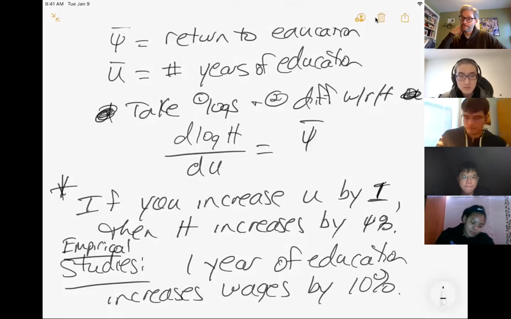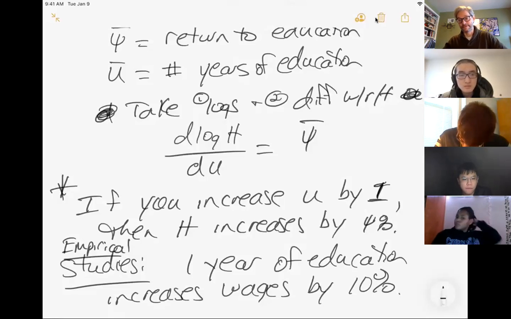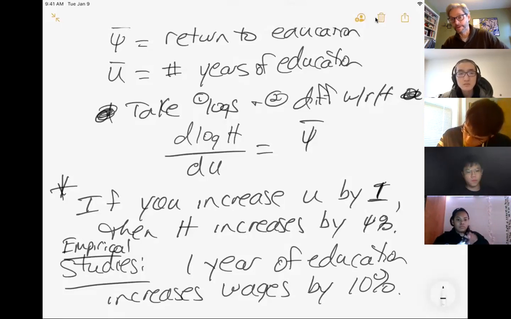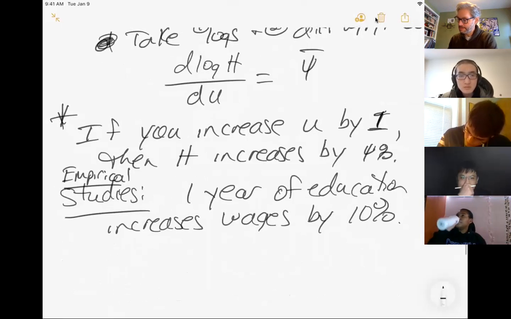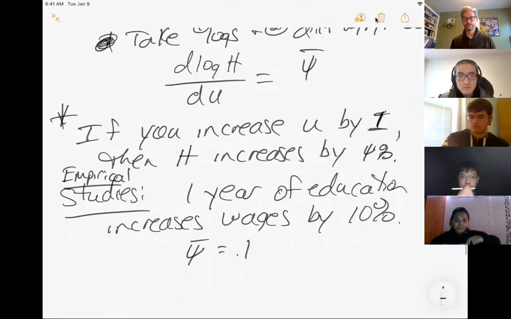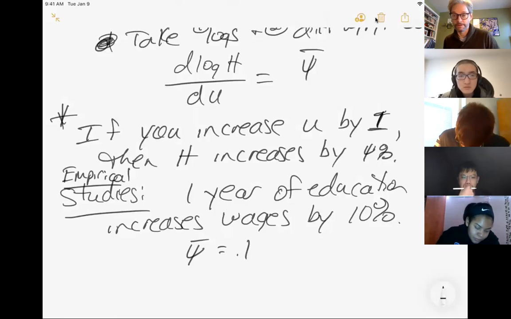Because what's the value of a 4-year education? About a 40% increase in your salary, right? That's significant. And so these studies suggest that, yes, there are very strong returns to education, at least in developed countries. And so what this means is that we will typically assume that psi is equal to 0.1. Because that's really what the empirical literature is telling us: that 1 year's worth of education is worth about a 10% increase in your human capital and in your wages.